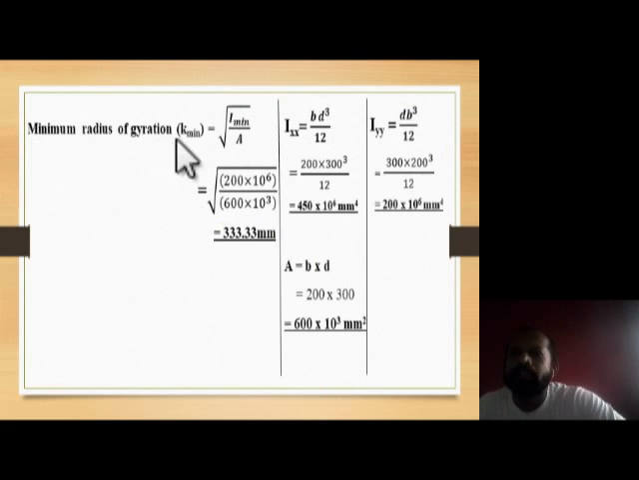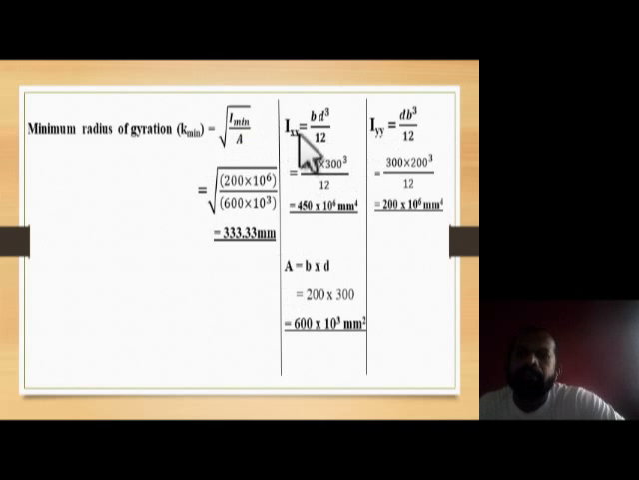So the minimum radius of gyration K minimum is equal to under root I minimum divided by A. That is the equation that we have solved in the previous lecture. So you have to find minimum radius of gyration K minimum. To find out minimum radius of gyration, you have to find out I minimum and cross sectional area of column. So I minimum is the minimum value of Ixx and Iyy.